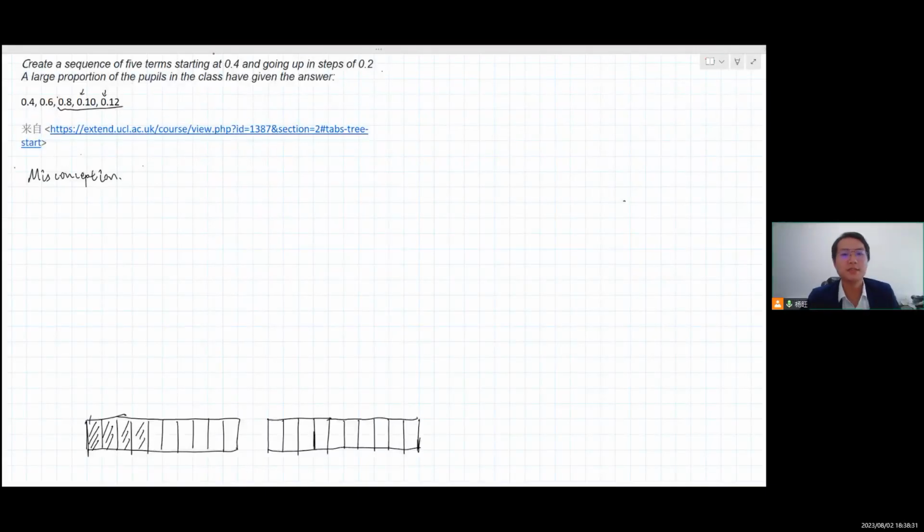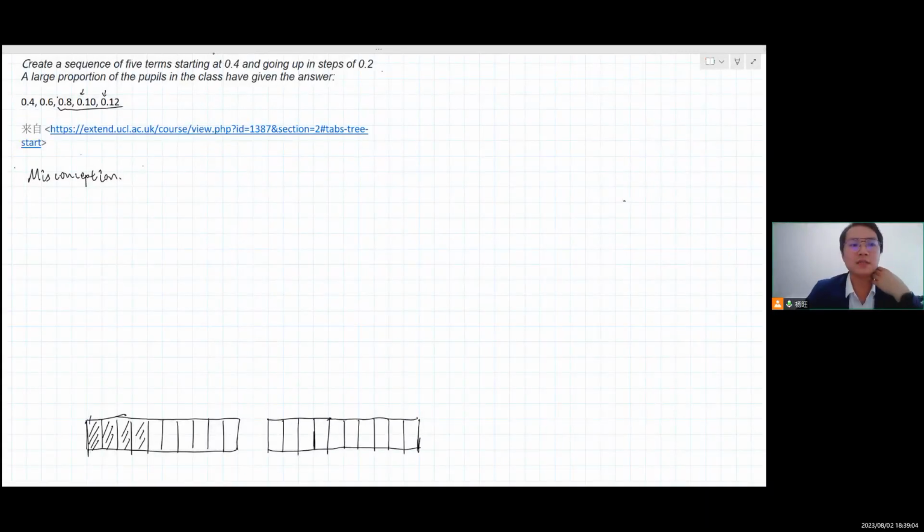So we were presented with a problem, which is we asked students to create a sequence, and a large portion of the students has given the wrong answer. Well, what we see is the step that has gone wrong is from 0.8 onwards. So from 0.8, instead of what they should have written as 1.0, 1.2, they wrote 0.8, 0.10, and 0.12.